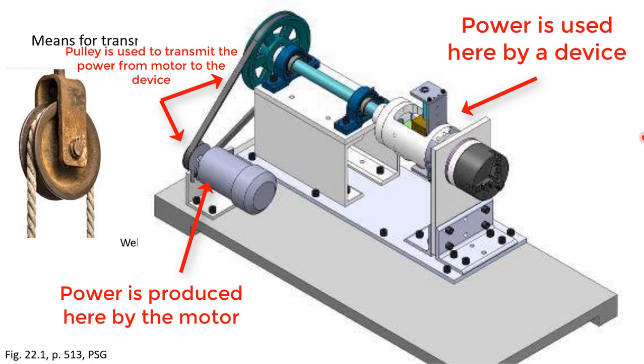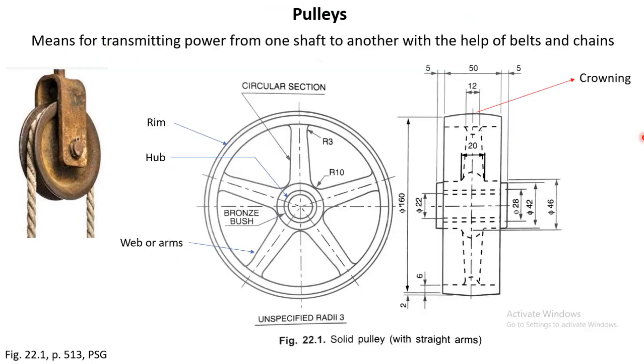Pulley is quite a common machine element that you will see in our daily life. For example, in olden days and even today in villages, you will see this kind of pulley used for drawing water from the well. So this is a very traditional use of metal for our engineering purpose.